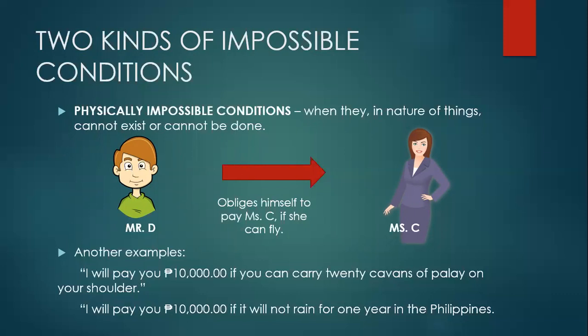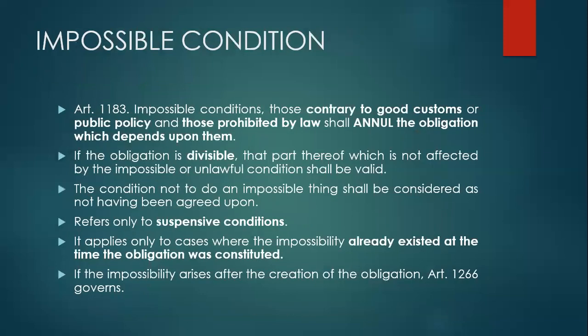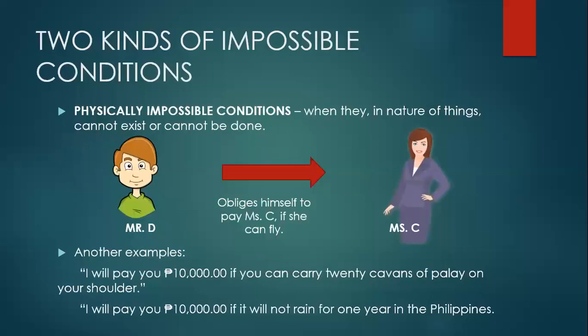Since it is impossible that it will not rain for 1 year in the Philippines, then there is physical impossibility for you to comply with the condition. Again, let's go back to the effect of impossible condition. Under Article 1183, it says that impossible conditions, those contrary to good customs or public policy and those prohibited by law, shall annul the obligation which depends upon them. So if the condition is impossible to do, then the obligation will not be valid.